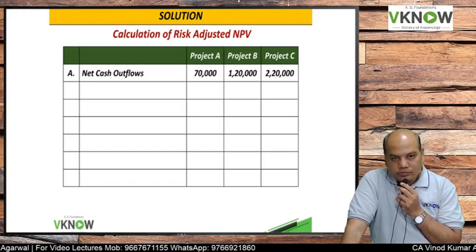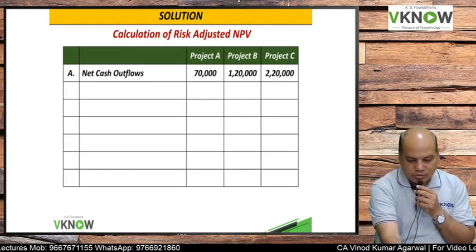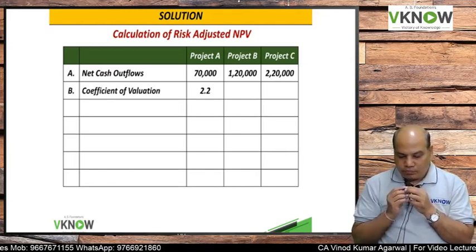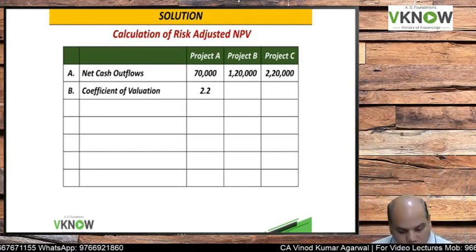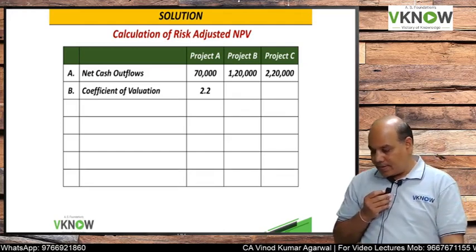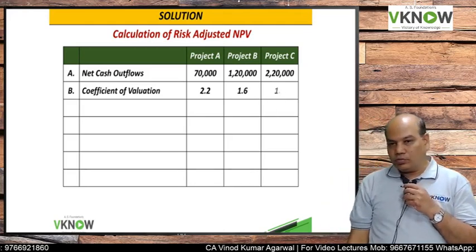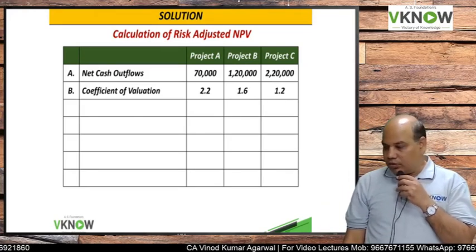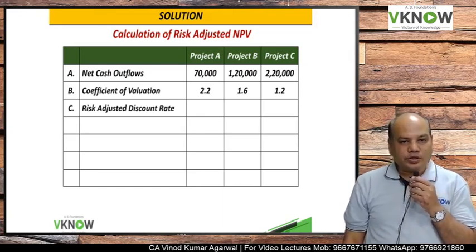70,000, 1,20,000 and 2,20,000. Do you agree? Right. Point number B, write down coefficient of variation. Under that you write down 2.2, 1.6, 1.2. So that will help us to identify the risk adjusted discount rate.